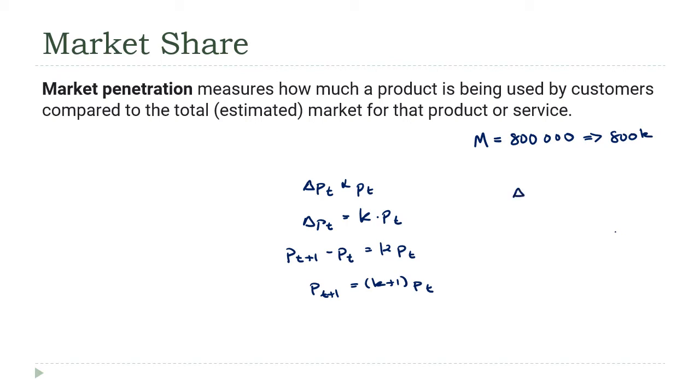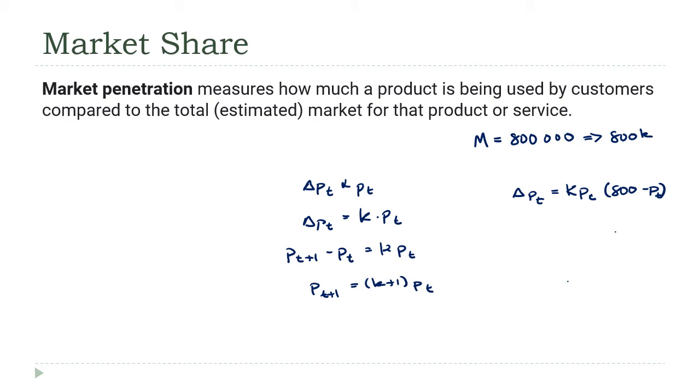So what we're going to do to adjust our model is add another factor. I'm going to say delta P sub T equals K P sub T. That's really just our previous model, right? Then I'm going to multiply this by 800 minus P sub T. So what does this do?